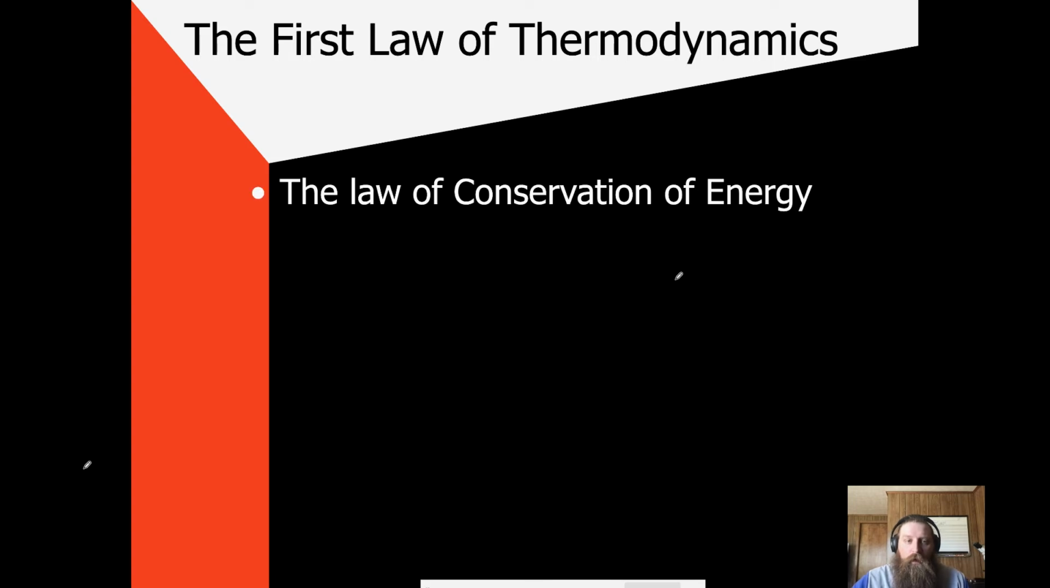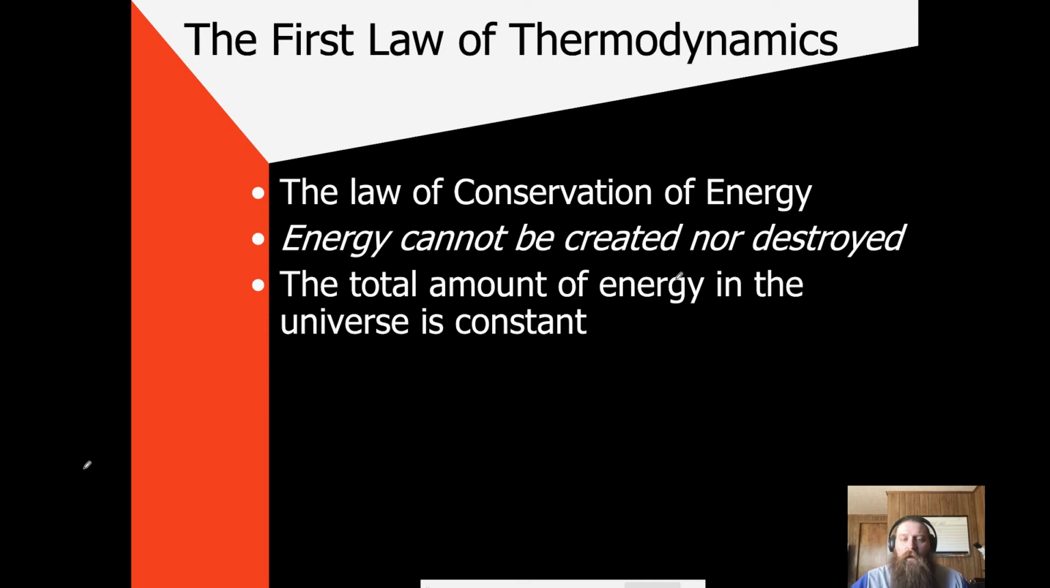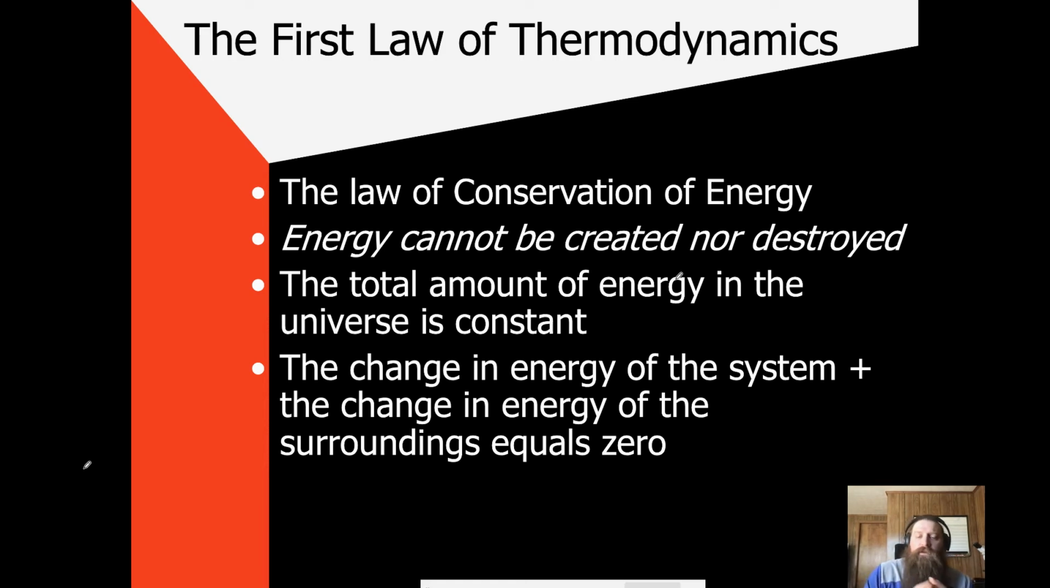So now let's look at the first law of thermodynamics, and let's take some of these observations and actually compare them to the laws of thermodynamics that we see in chemistry. The first law is the law of conservation of energy. It says that energy cannot be created nor destroyed. It also says that the total amount of energy in the universe is constant. It does not change. And since that is true, the change in the energy of a system and the change in the energy of the surroundings must equal zero, right? The overall net movement of energy has to balance out.